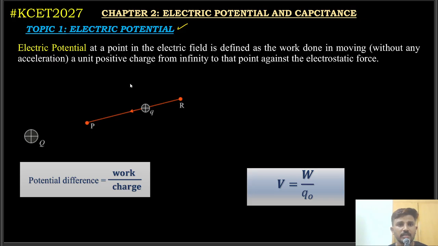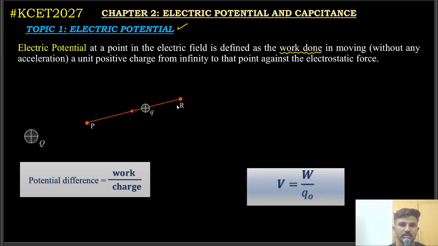See, electric potential is defined as the amount of work done. We define electric potential in terms of the amount of work done in moving a unit positive charge from infinity to a given point, against the electric force created by a source charge. So that work done gives you the electric potential at a given point.